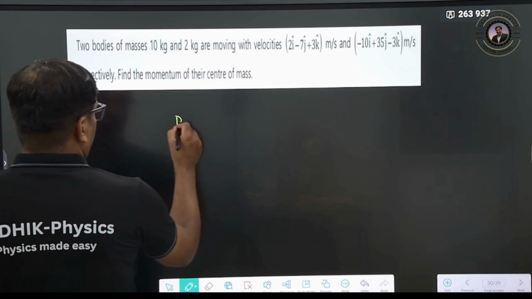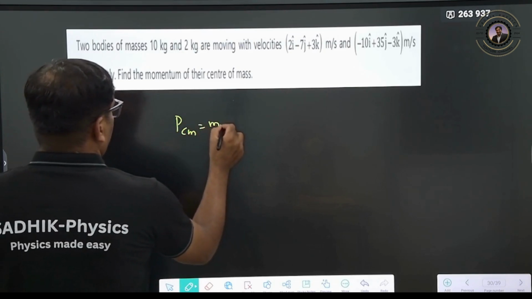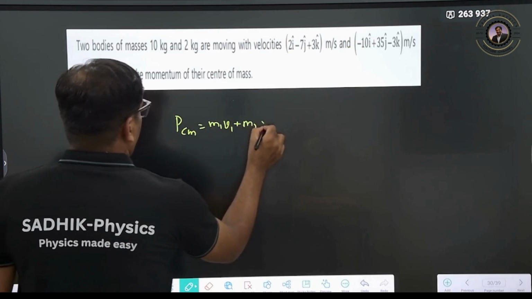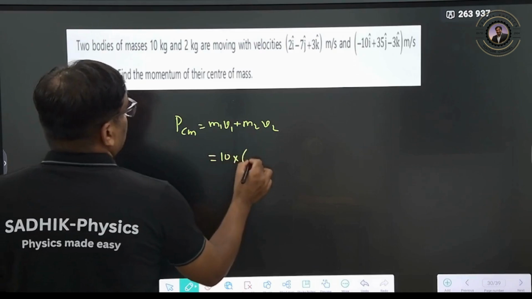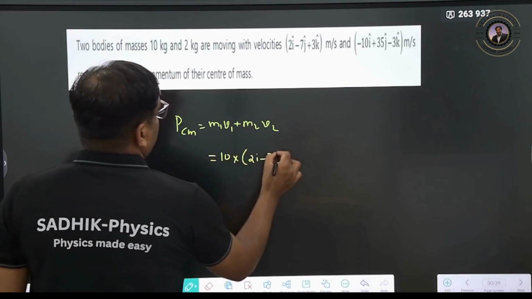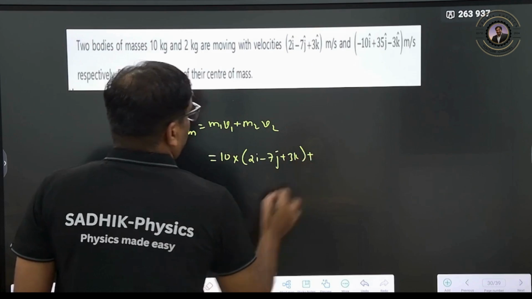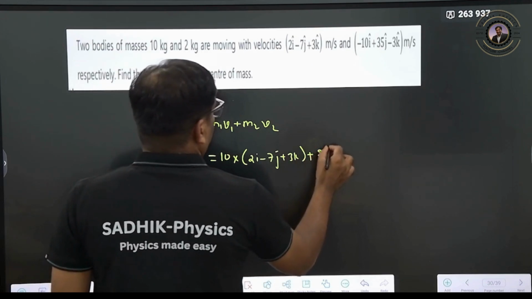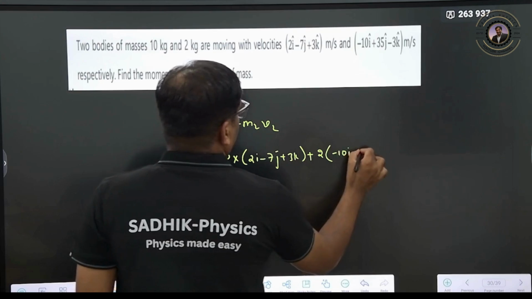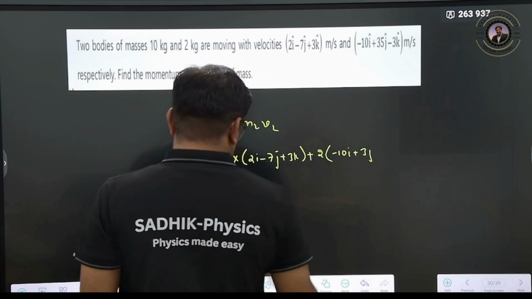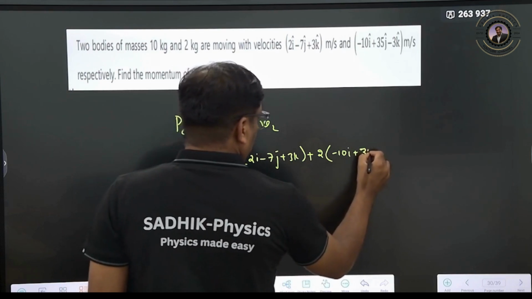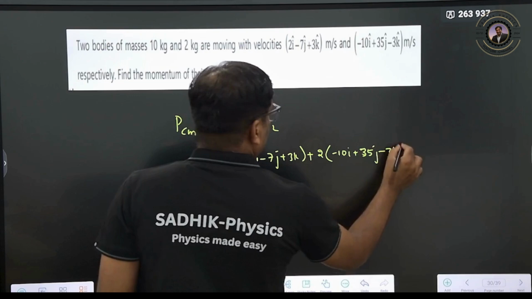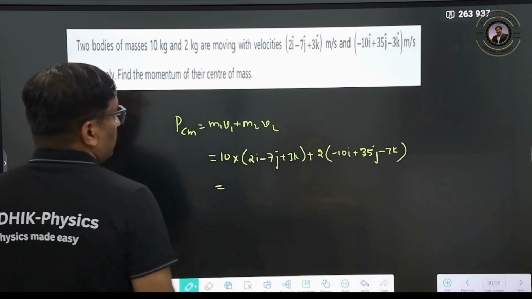center of mass. The momentum of your center of mass will be equal to m1 v1 plus m2 v2. So here it will be equal to 10 into (2i minus 7j plus 3k) plus 2 into (minus 10i plus 35j minus 3k). Clear? So how much will it be now?